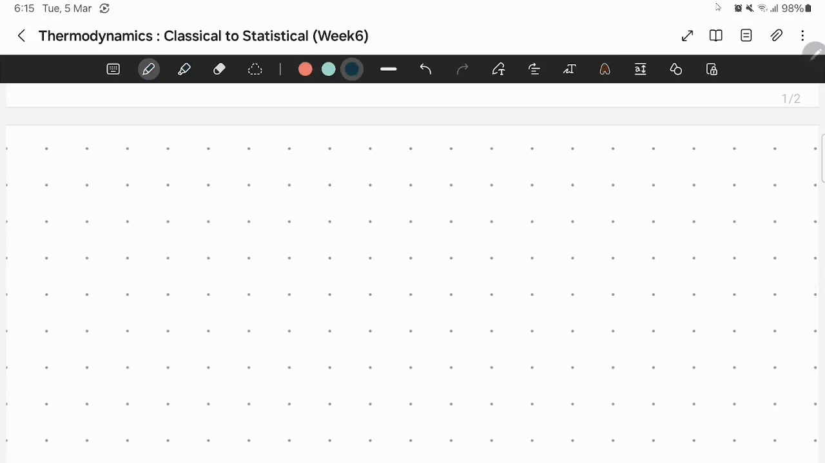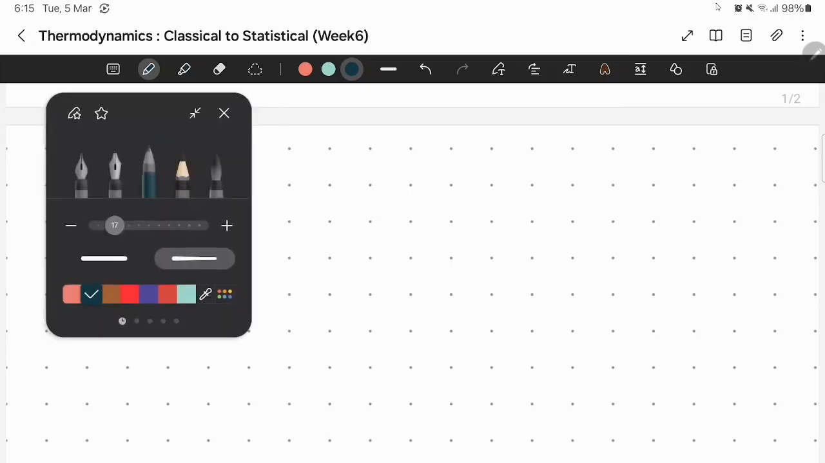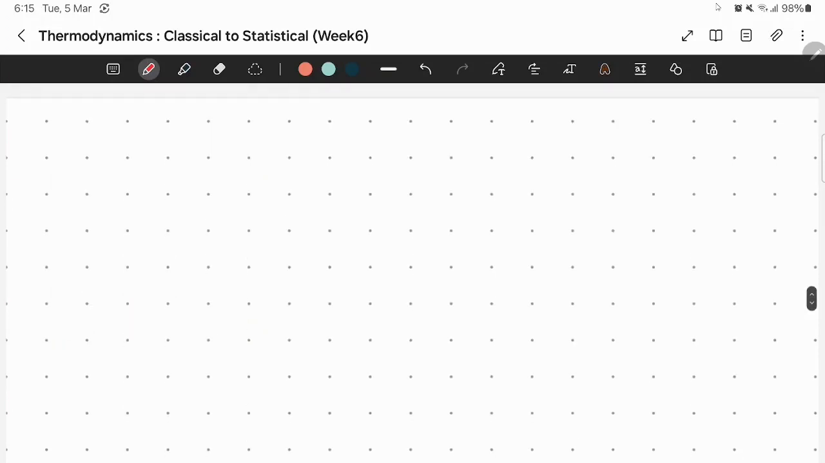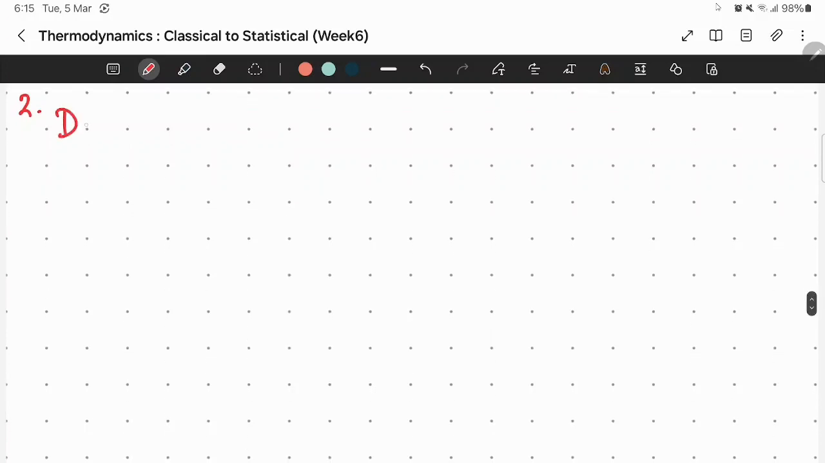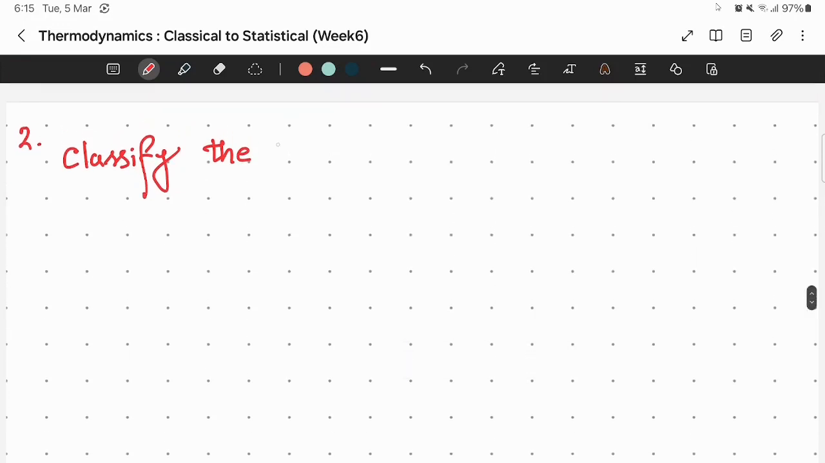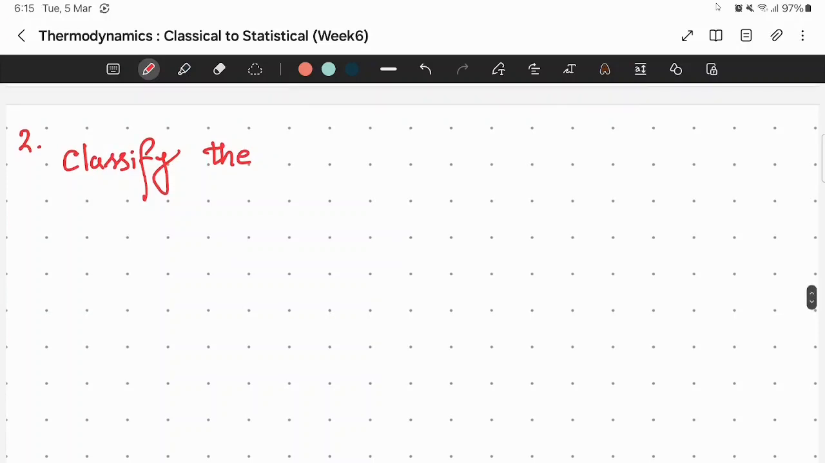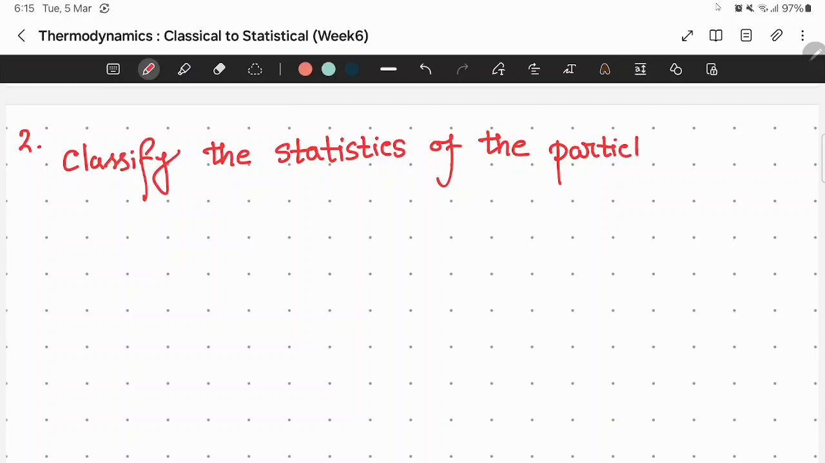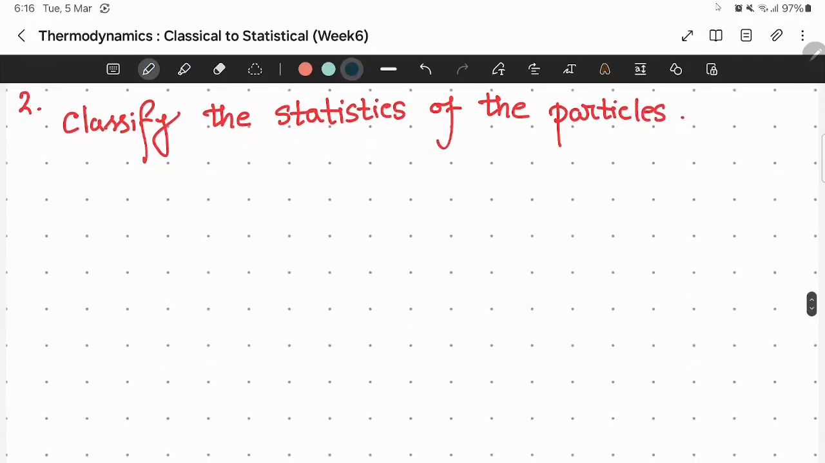Okay, so now the second question. Classify the statistics of the particles. This is a very important question.